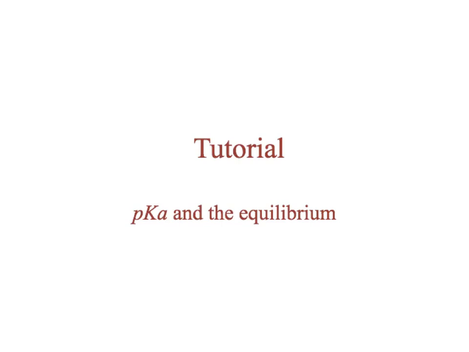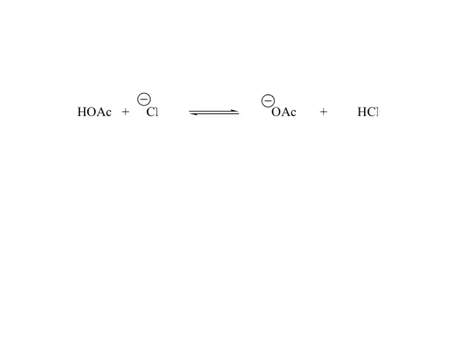In this short tutorial, we will learn how to predict what direction the equilibrium is shifted to based on pKa values. In any reaction of equilibrium, the first thing to do is to identify an acid and a base on each side, the left or reactant side and the right product side.